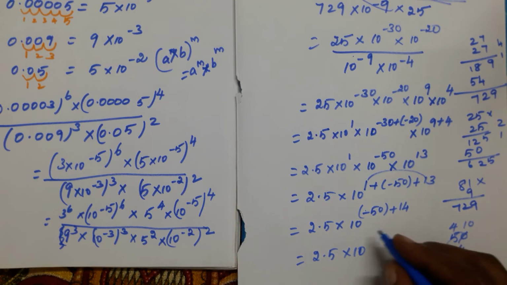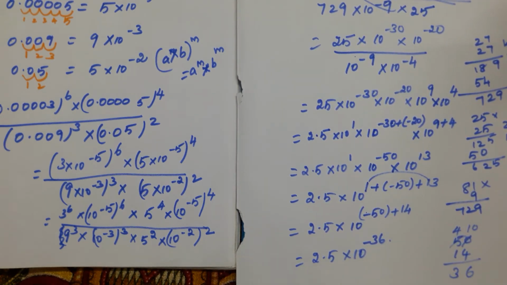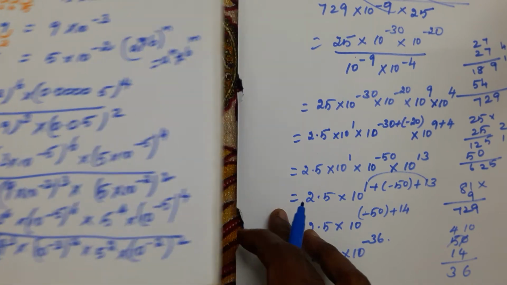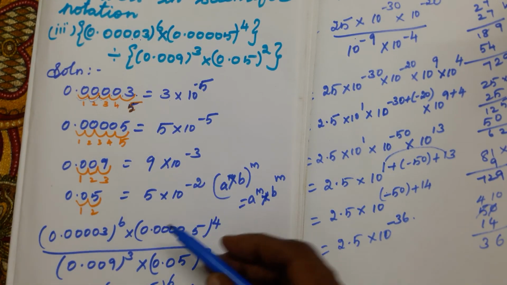6, 3, 10 power minus 36. So 2.5 into 10 power minus 36 is the answer. Have you all understood this? First we want to write this number in scientific notation. So what are we getting?